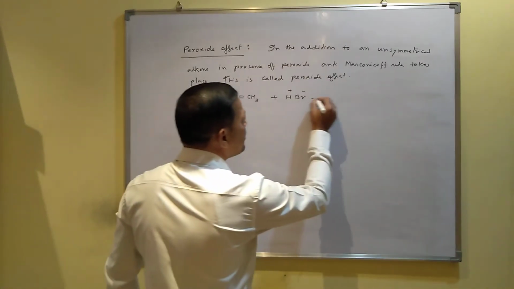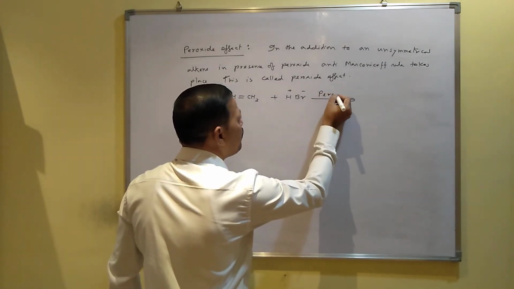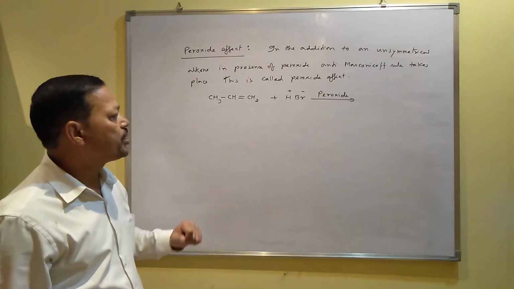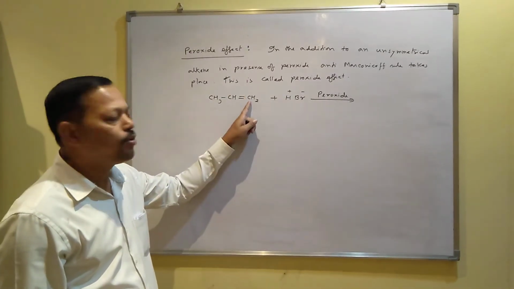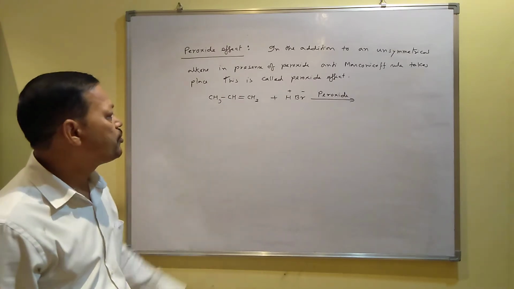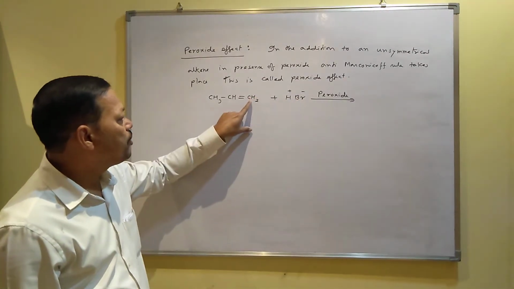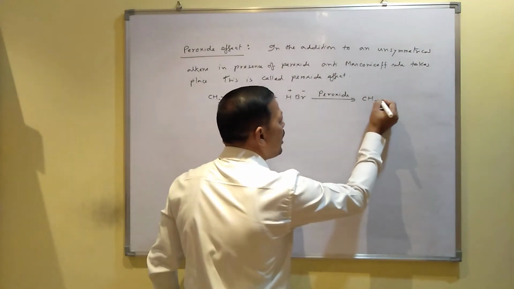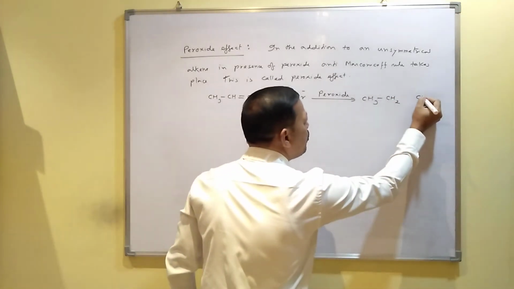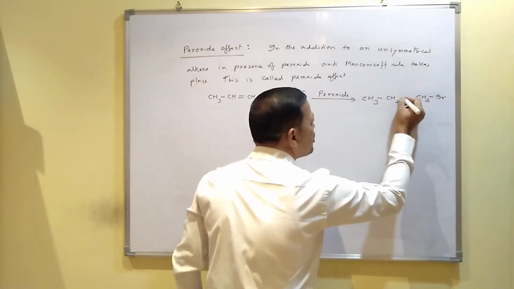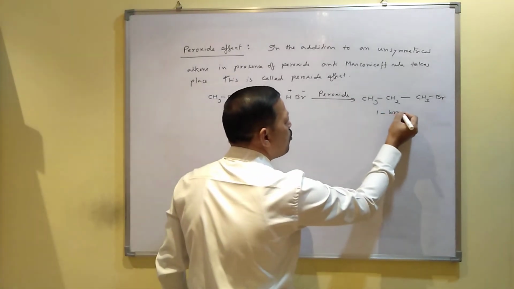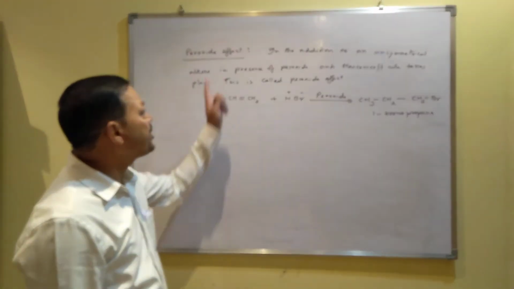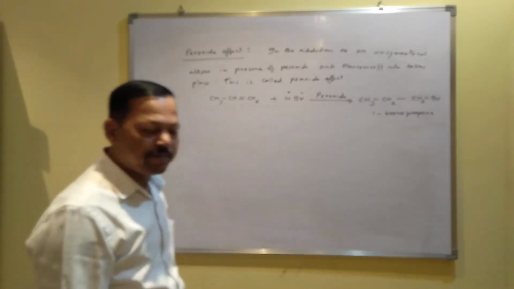But if the reaction is carried out in presence of peroxide, then the Markovnikov rule becomes opposite. The negative is added to that double bonded carbon atom which contains more number of hydrogen. Br minus will be joined with this carbon, H will be joined with this carbon. You will get the product like this. Hydrogen is joined with this carbon, bromine is joined with this carbon, and the double bond is converted to a single bond, which is called 1-bromopropane. The Markovnikov rule becomes opposite in presence of peroxide, and this effect is called the peroxide effect.